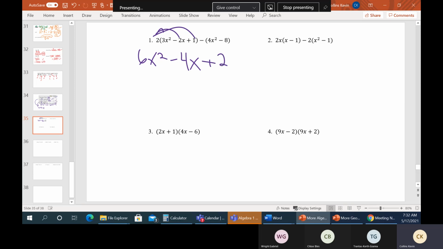Now, these guys here, we got to switch the signs, right? Because we got the minus sign. So we got minus times 4, so it's minus 4x. And then minus of minus is going to be plus 8. Okay, should have started that over a little further.